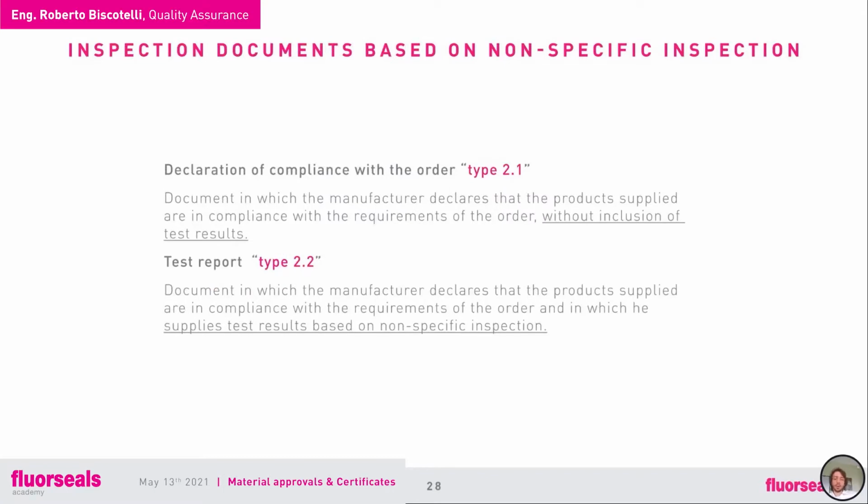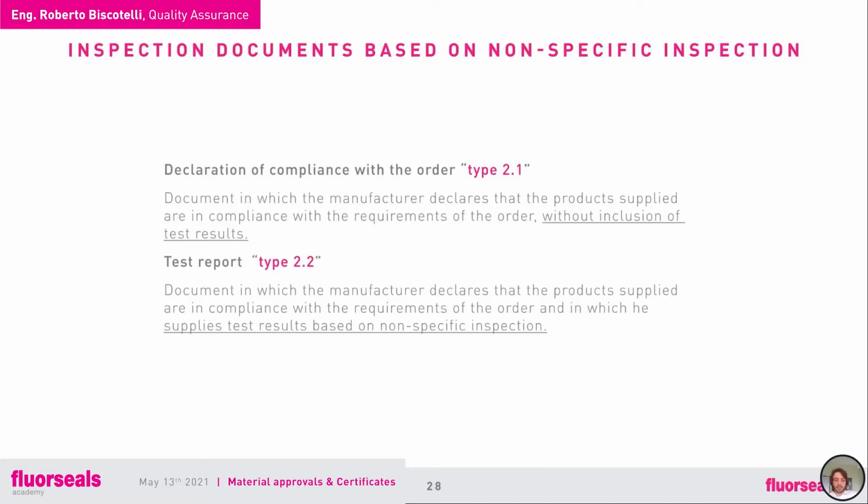Okay, so for non-specific inspection, we have a couple of possibilities. The first one is the declaration of compliance. Simply speaking, it's a 2.1 certificate. This is just a document that states that our material complies with the requirements of the order without including any test results whatsoever.